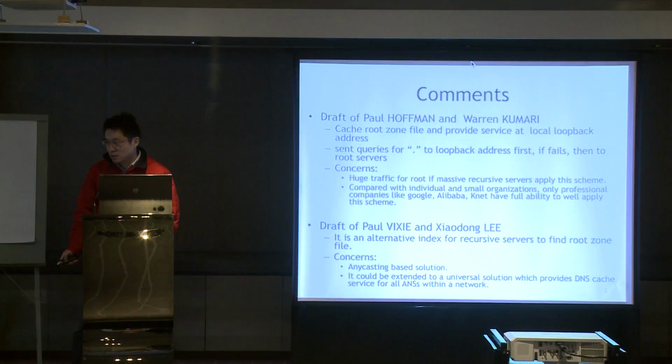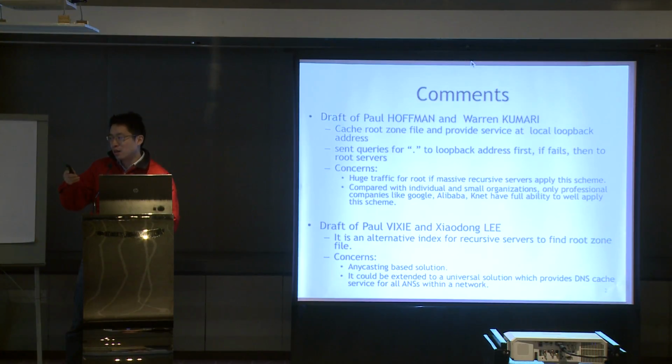For Vixie's draft, to my understanding, I think it is an alternative index for the recursive server to find the JSON file. Anyway, I think anycasting is a small problem, because just like I forgot who mentioned, we just leave this problem to routing. It is not a mechanism within the DNS protocol. We just leave the problem to routing. Let the routing help us. And this is one concern.